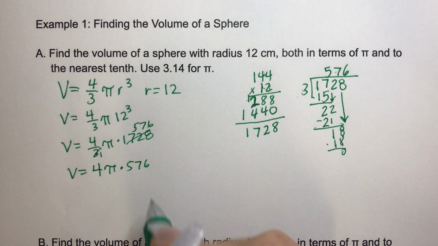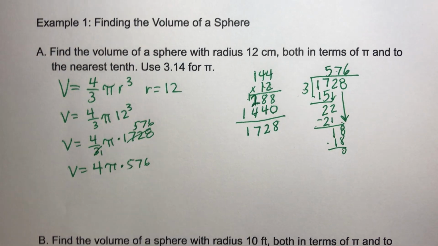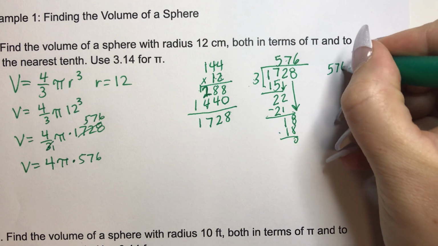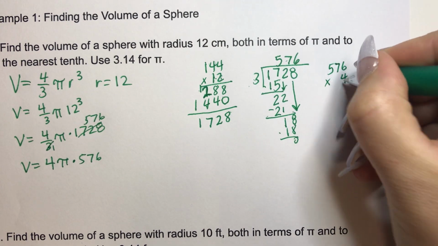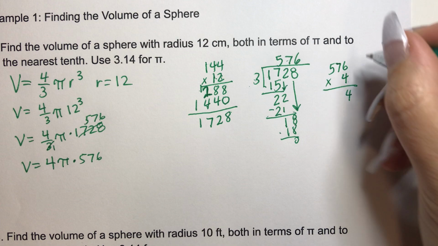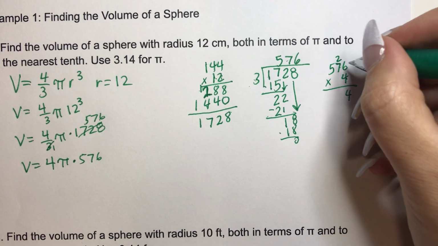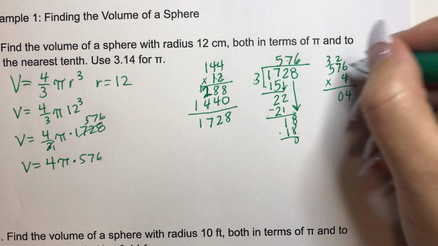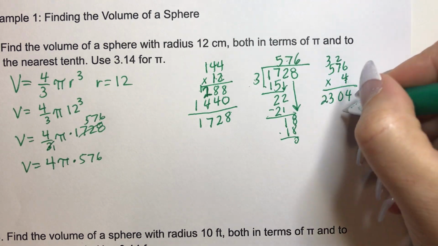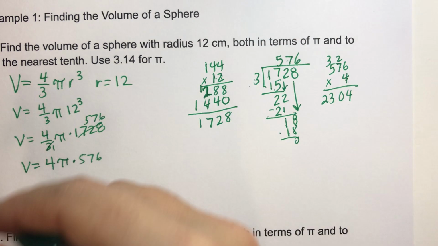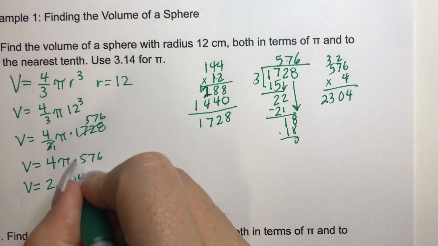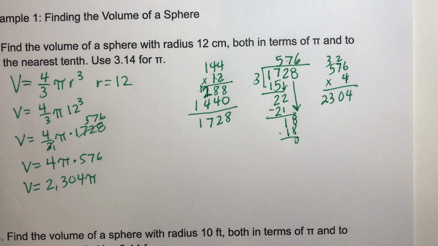So now we just need to take 576 and multiply it by 4. And do that over here. 4 times 6 is 24, write the 4, carry the 2. 4 times 7 is 28, plus 2 is 30, write the 0, carry the 3. 4 times 5 is 20, plus 3 is 23. And there we go. So this is our answer in terms of pi, all right?